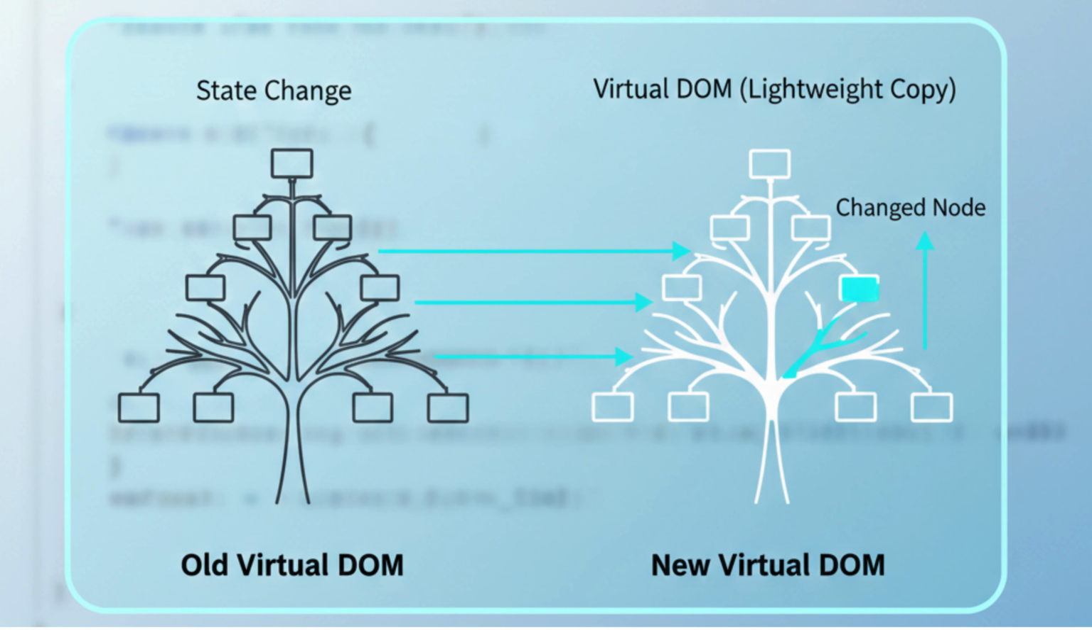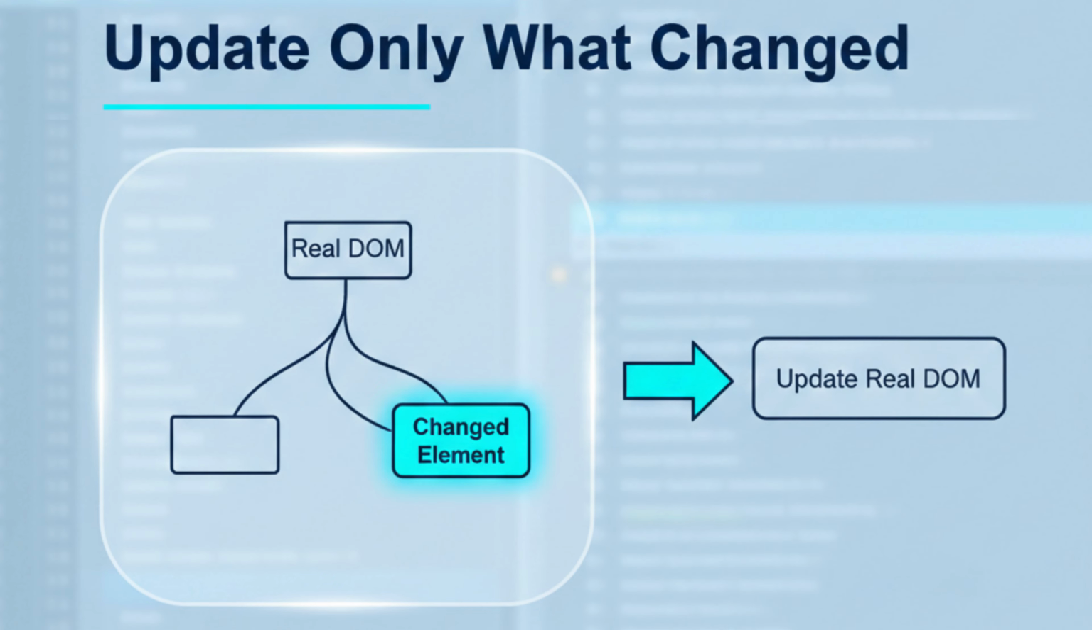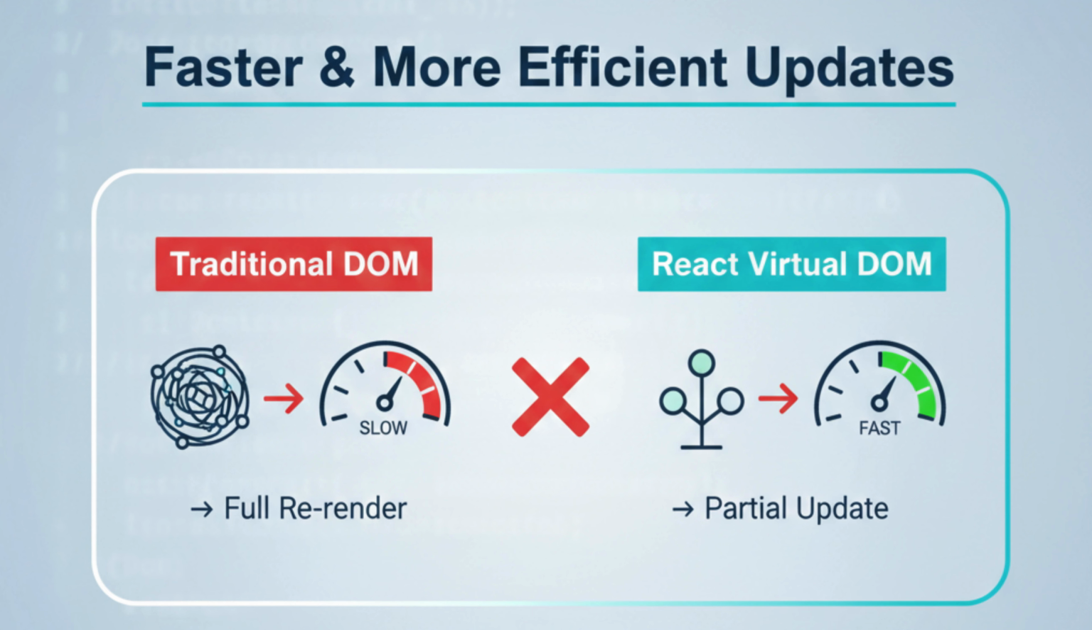Then it compares the new virtual DOM with the previous one. This process is called diffing. After comparing, React updates only the parts that changed in the real DOM. This makes React applications fast and efficient.